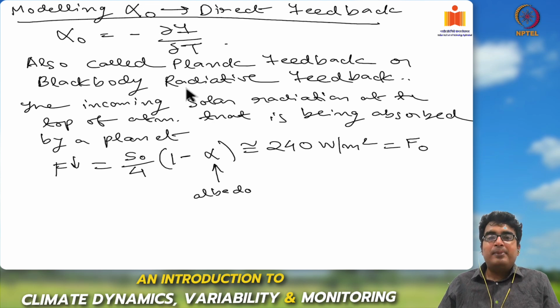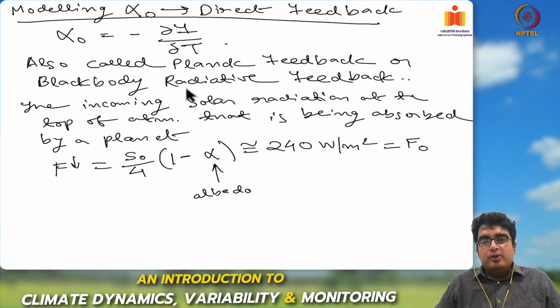This is called the Planck feedback or blackbody radiative feedback. How is the net incoming flux at the tropopause level dependent on the change in temperature of the planetary system directly? How do we evaluate this?